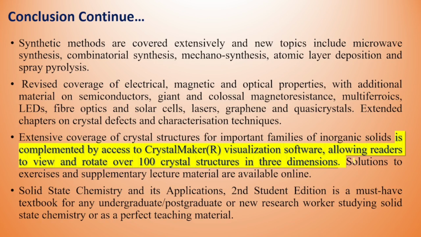If you are buying the genuine textbook from Amazon or Flipkart, you must check that there is a key for accessing this CrystalMaker website to study and analyze the compounds elaborated in this textbook. That's also an important support for those pursuing their research career in solid state chemistry. And solutions to exercises and supplementary lecture materials are available online also. Solid state chemistry and its applications. Finally, the second student edition is a must textbook for any undergraduate, postgraduate or new research worker studying solid state chemistry, or as a perfect teaching material.